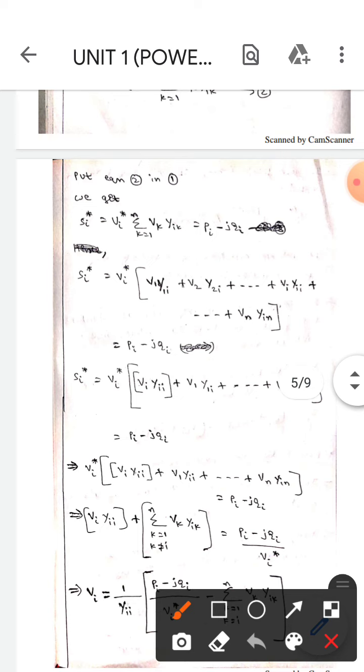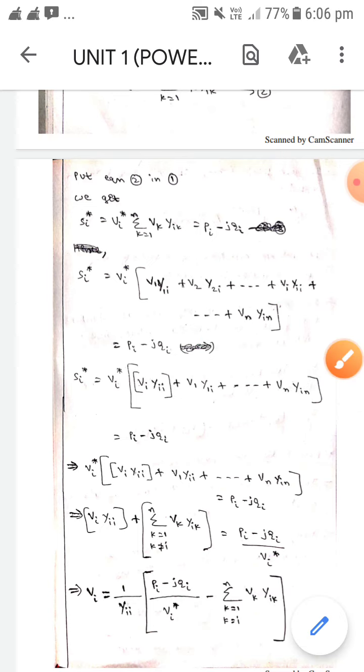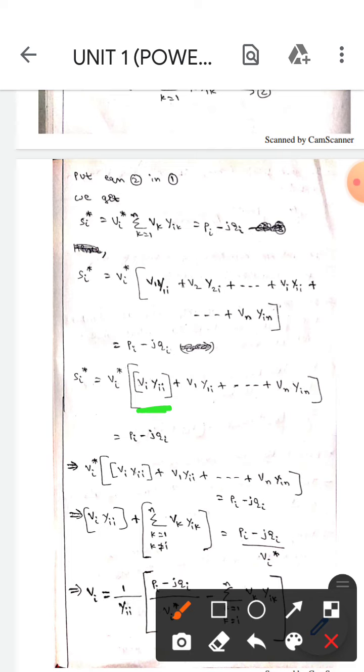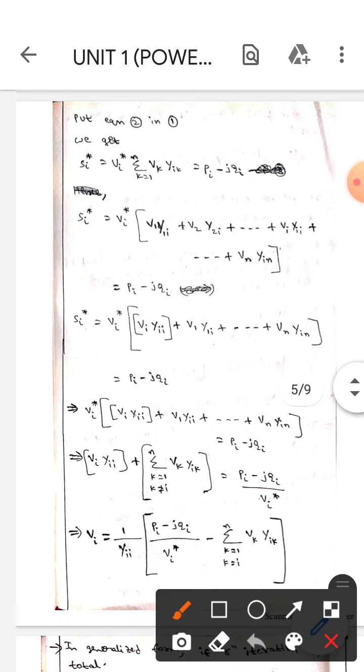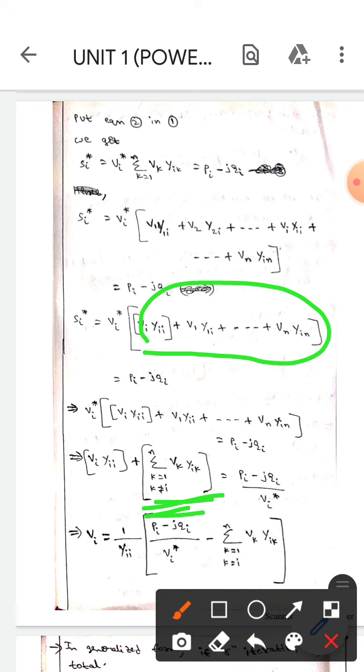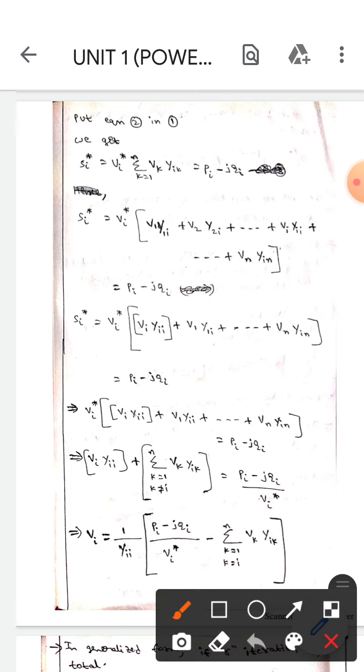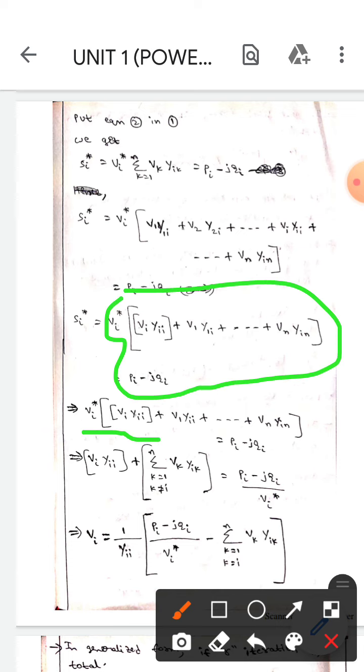And here if you observe, we will separate the term Vi Yii from all of these, and the rest are V1 into Y1i plus and so on, Vn into Yni, which equals Pi minus jQi. Here we can write this part like this now. We will write these two parts separately.